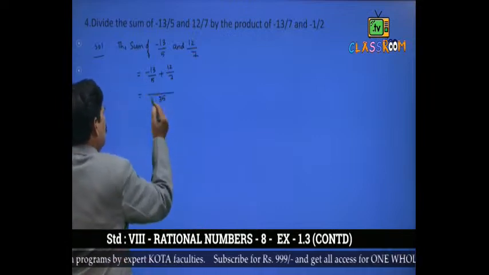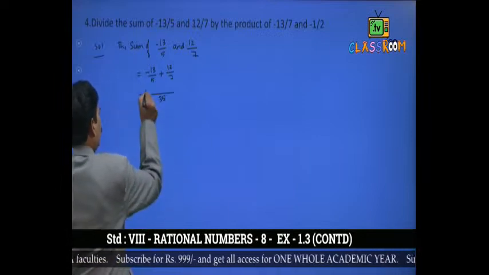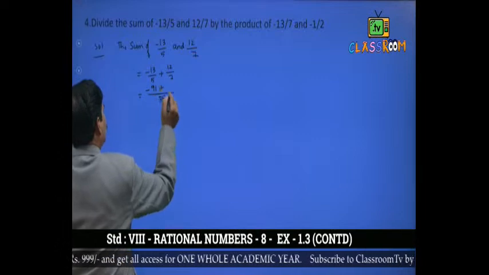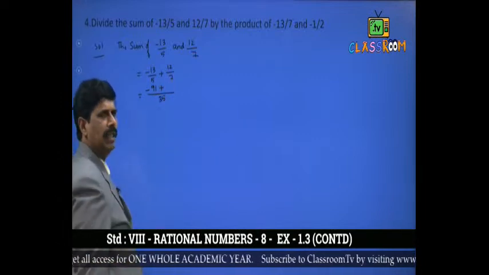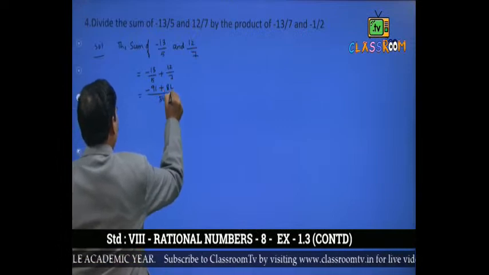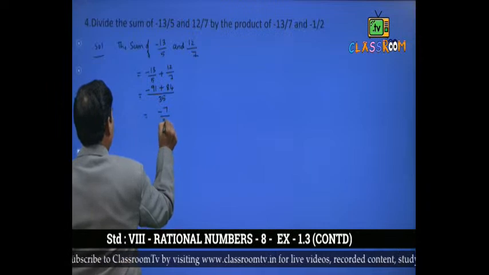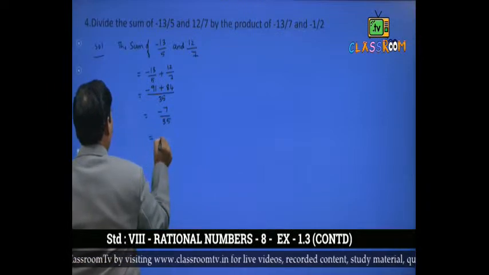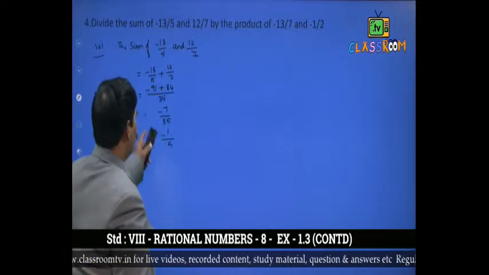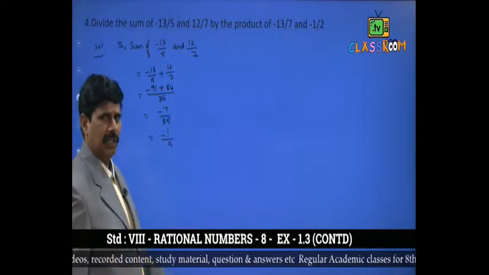Now 5 goes 7 times, 5 sevens are 35. So minus 13 sevens are 91, plus 5 sevens are 35, 7 twelves are 84. So this will be minus 7 by 35. If you can further simplify, this is the sum of the two rational numbers given.